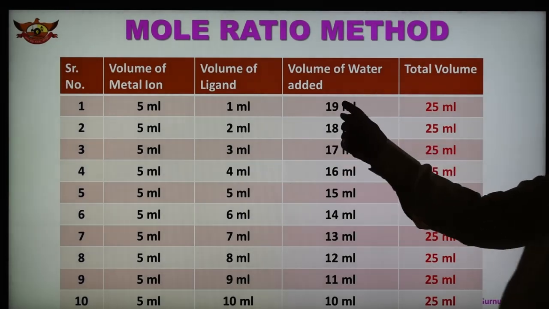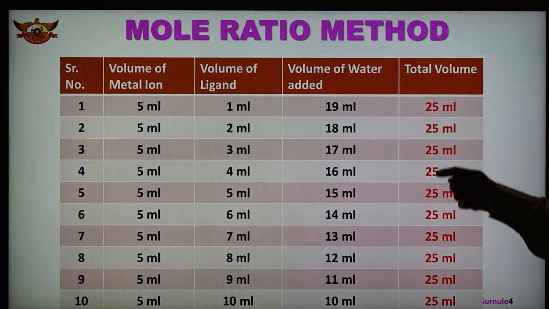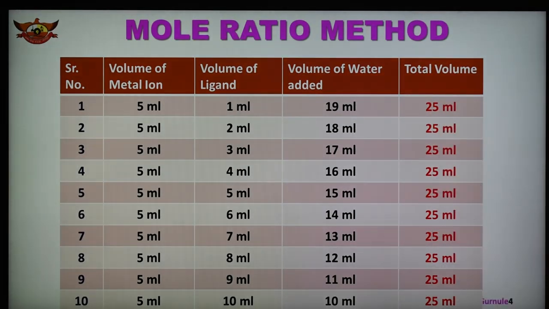18. So total is 19, 1, 20 and 5, 25. So total volume should be 25 ml. In this way we have to add the water in all the 10 solutions: 19, 18, 17, 16, 15, 14, 13, 12, 11 and 10, so that we get the 25 milliliter total volume of the system.